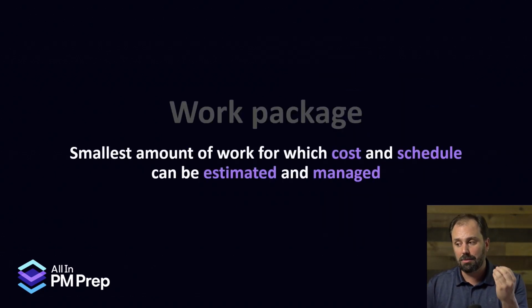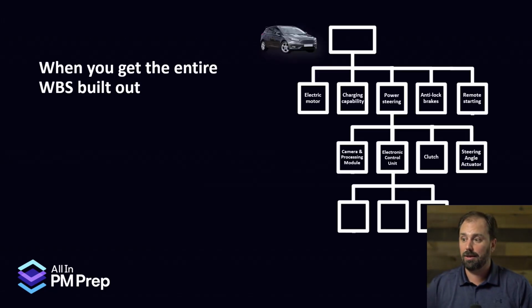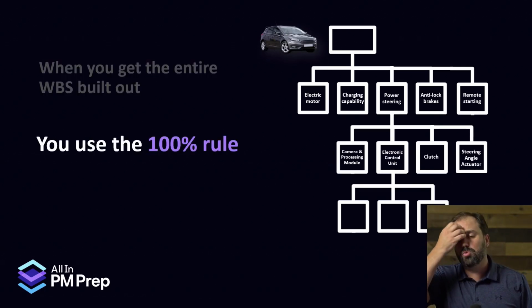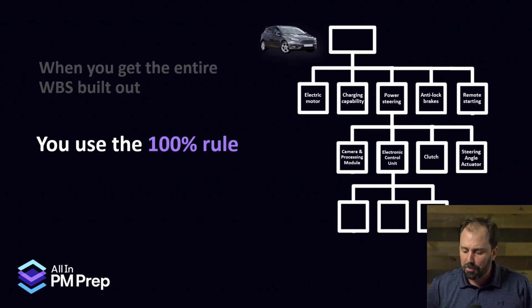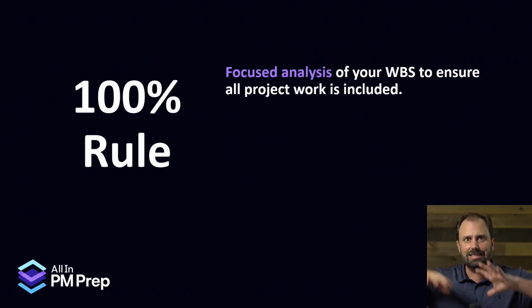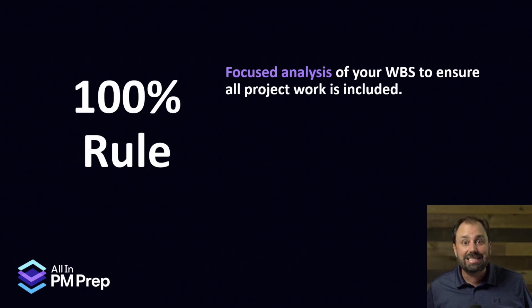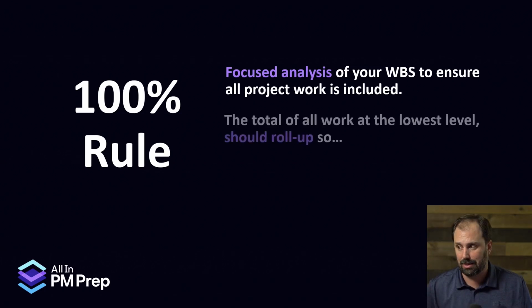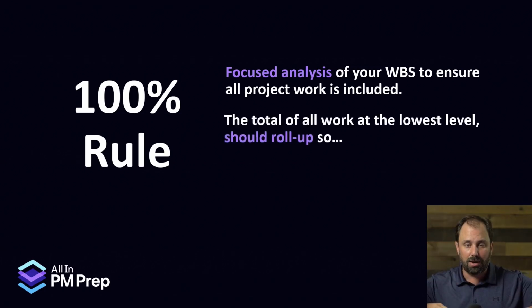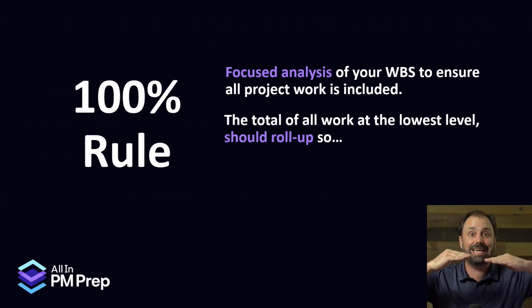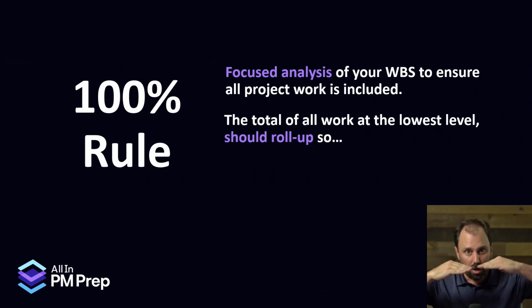That's what we got. So, the bottom level is called the work package. It's the smallest amount of work for which cost and schedule can be estimated and managed. Put that in your brain, okay? So when you get the entire WBS built out, you're going to do what they call the 100% rule. The 100% rule says, let's look at the entire diagram top to bottom. Let's do a focused analysis and make sure that we didn't miss anything and we didn't duplicate anything.